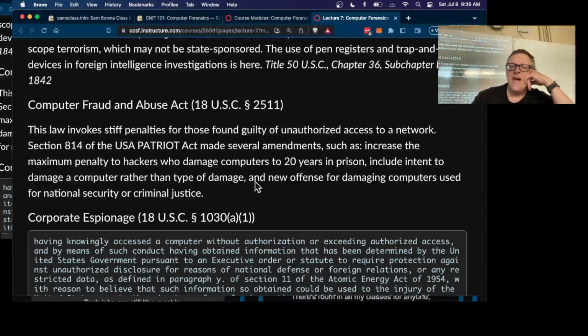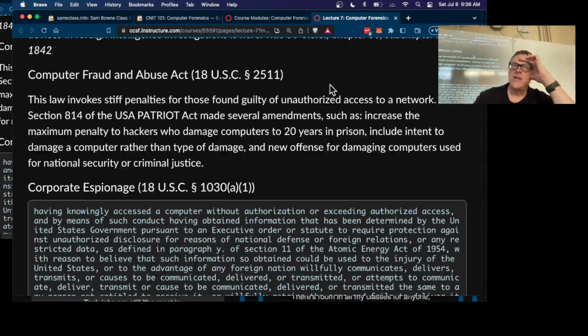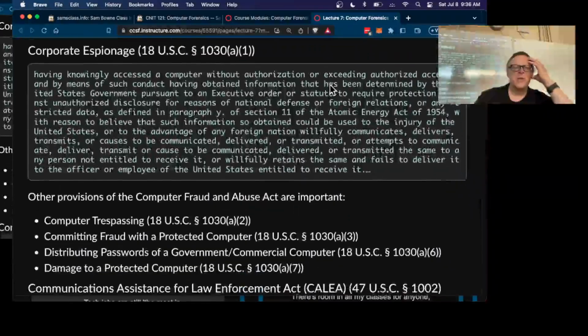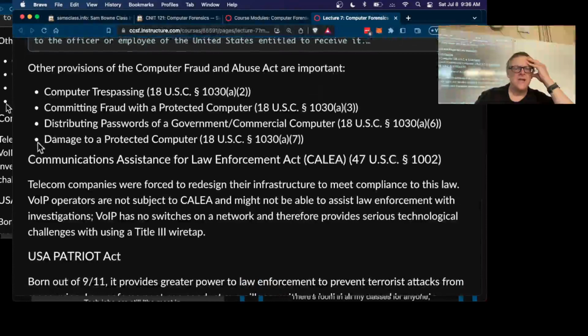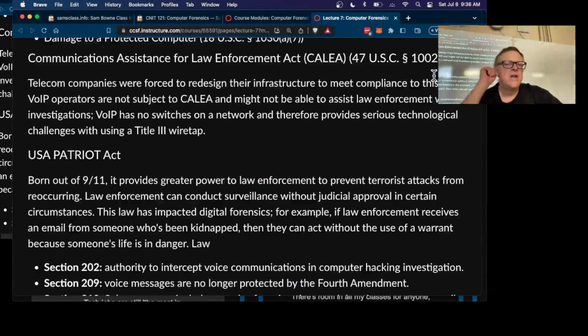The Computer Fraud and Abuse Act is huge for computer pen testers and hackers. This is how most computer crime is prosecuted. This is where you cannot connect to a system and remove data that you are not authorized to know. And this is what everybody does when they hack into systems. All right, then there's the Corporate Espionage Act and other things like computer trespass. All right, this is CALEA, that's the one I mentioned, Communications Assistance for Law Enforcement. That's the one that forces all telephone companies to provide some way for a wiretap.